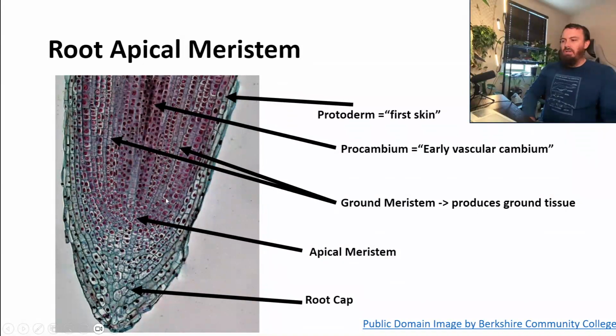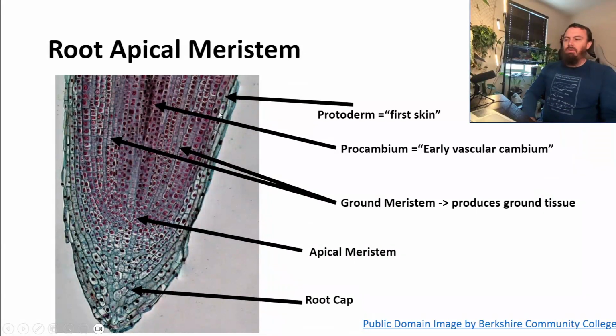So rapid cellular division, and as the root continues to grow, this will differentiate into the three primary meristems. You have the protoderm on the outside, just inside the root cap in this picture. You have the procambium, the dark line starting to form in the middle. That's the early vascular cambium. And then the ground meristem again is between the vascular cambium and the protoderm. So it's right in between those two.